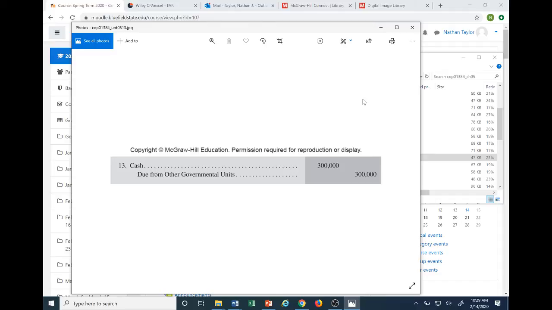Okay, assume the amount due from the state government was received. So they still owed us $300,000, right? So we're just going to debit cash, credit due from other government units, $300,000. Simple, right? Not bad.